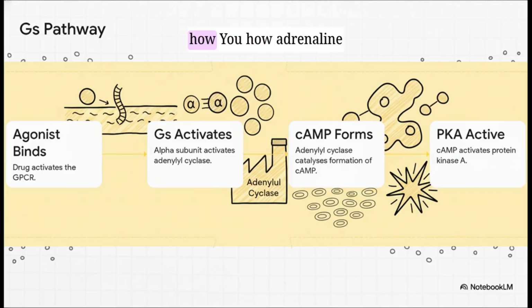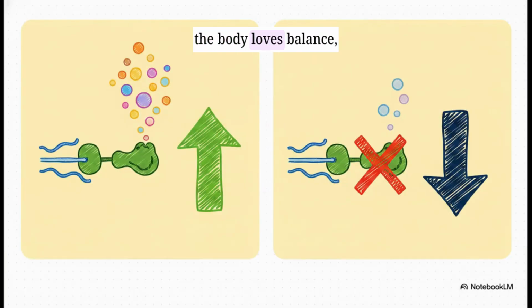This cascade is exactly how adrenaline acts on beta receptors, how glucagon functions, and how asthma drugs like salbutamol cause life-saving bronchodilation. But you know, the body loves balance, right? This beautifully illustrates how our physiology regulates itself, contrasting that stimulating GS pathway with the inhibiting GI pathway. While GS boosts cAMP production, the GI pathway, which is triggered by things like M2 muscarinic receptors in the heart or alpha-2 receptors, actually hits the brakes. It actively inhibits adenylyl cyclase, dropping cAMP levels and leading to opposite clinical effects.